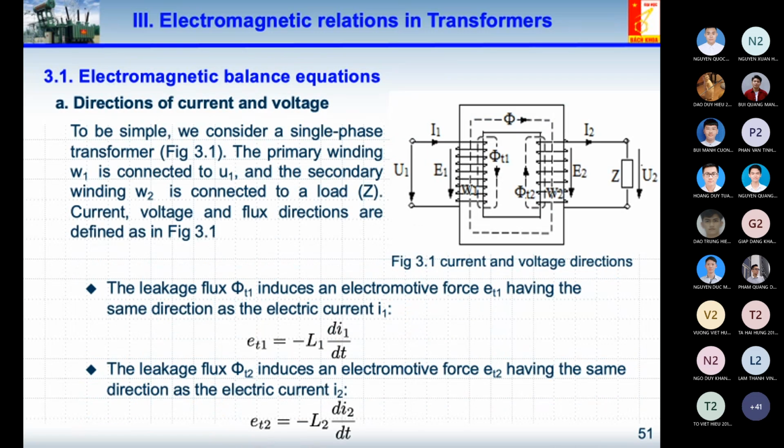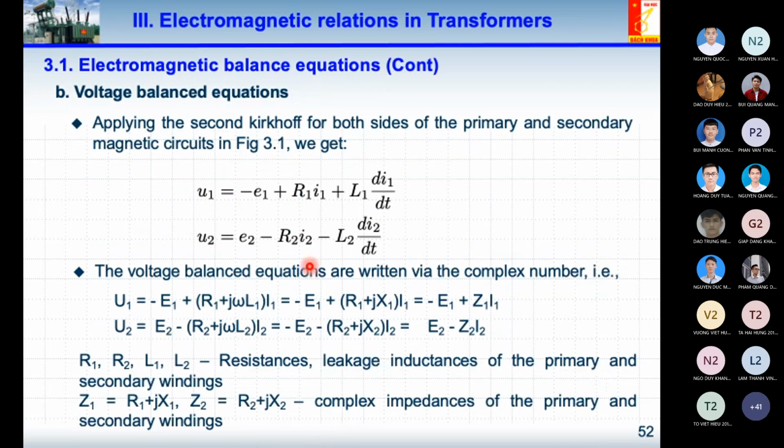Here you can see, by applying the second Kirchhoff law for this magnetic circuit, for loop 1 and for loop 2, we can write the voltage balance equation of the primary winding and the secondary winding like this. And of course you can see the E1 due to the main magnetic flux flowing through the window of W1.